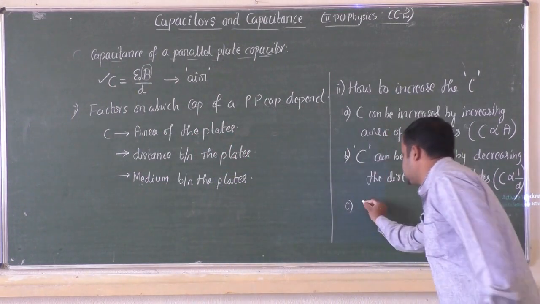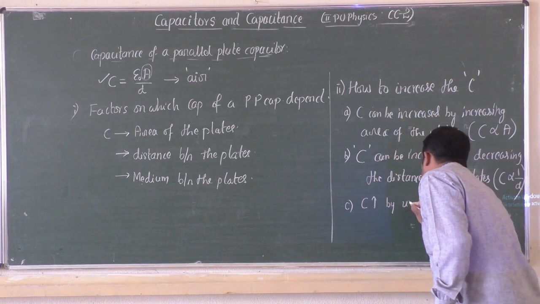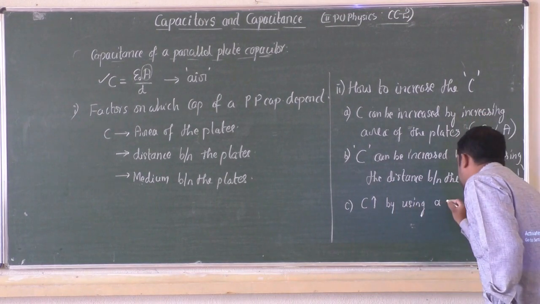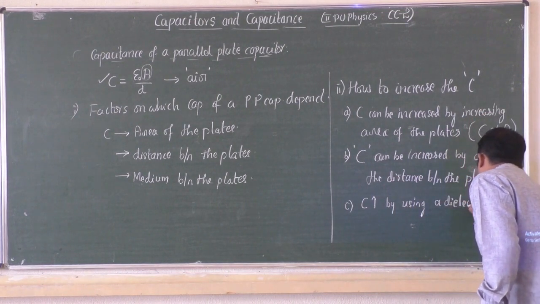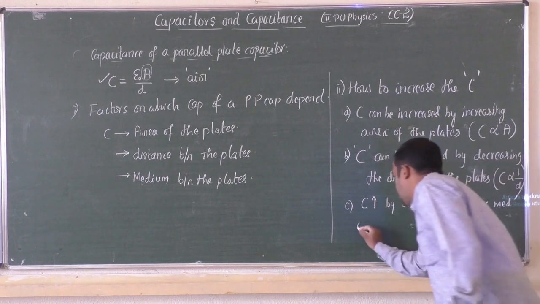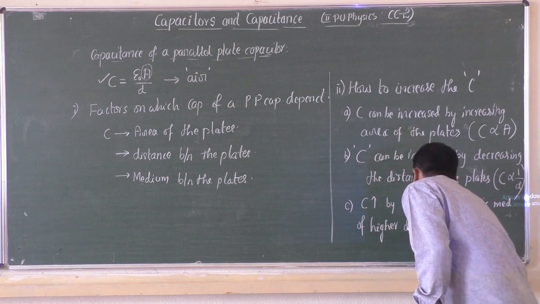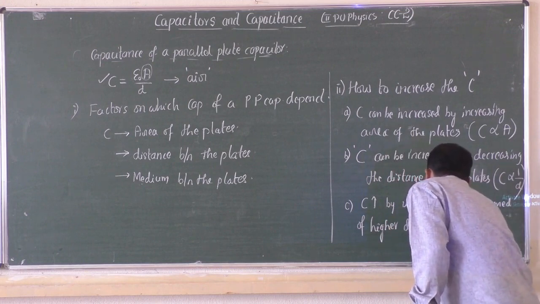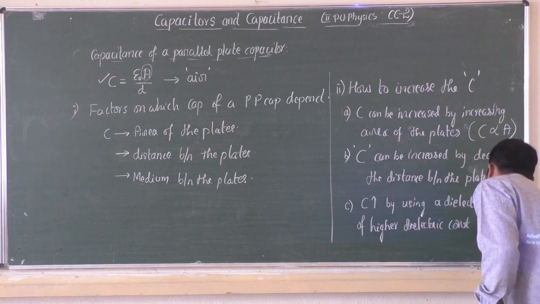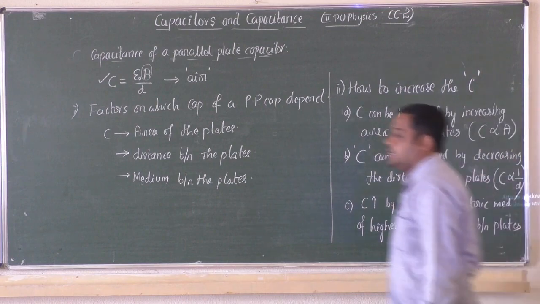So capacitance C can be increased by using a dielectric medium of higher dielectric constant between the plates. So this is the third possibility.